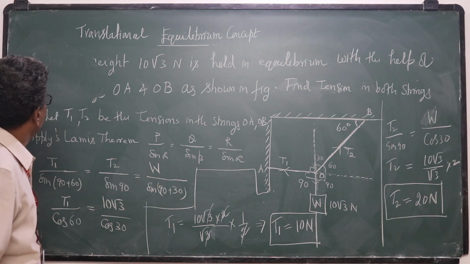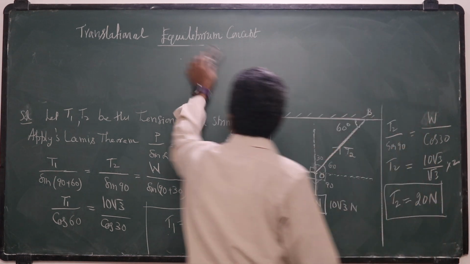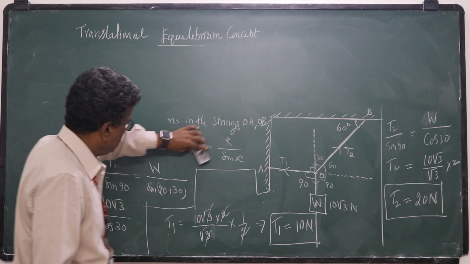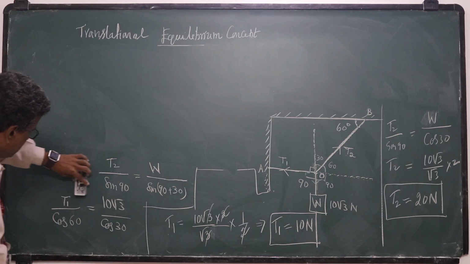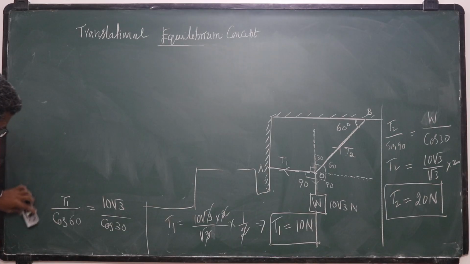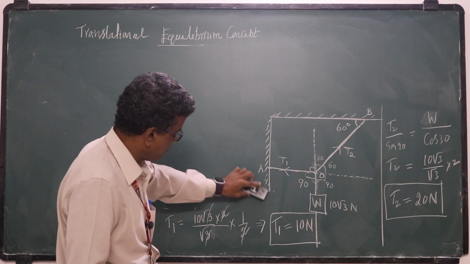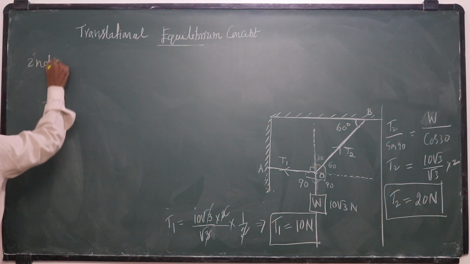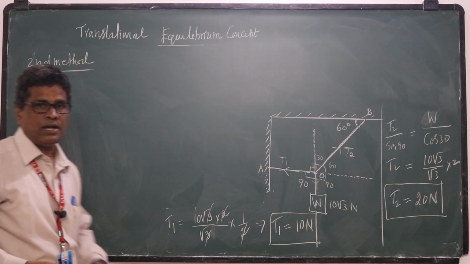The same problem we can solve in another way, by the analytical method, without using Lami's theorem. This is the second method. We can solve this same problem in a different way. Let us see how I am solving.